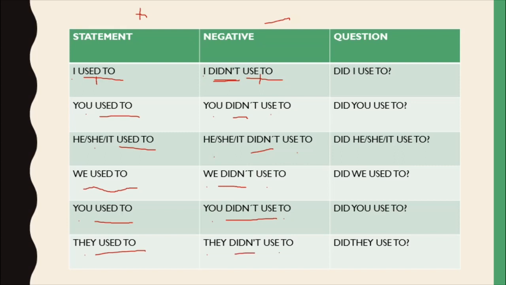Like that. Now, as a question. Remember that now we have to write first the did. Did I used to? Did you used to? Did he, she, it used to? Did we used to? Did you used to? Did they used to? So with the word did in the questions and in negative, you shouldn't write the did here, like in this case, for example. Sorry. Okay?